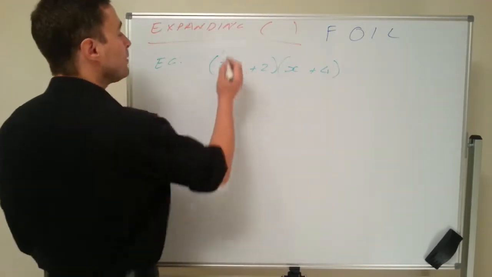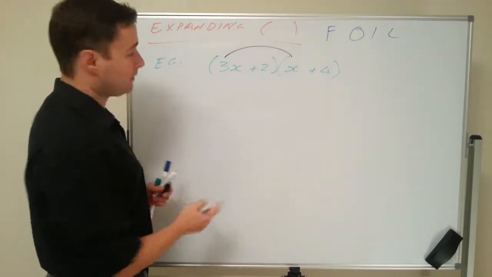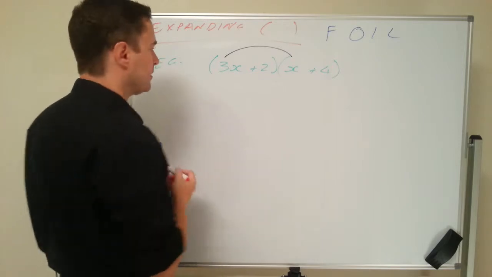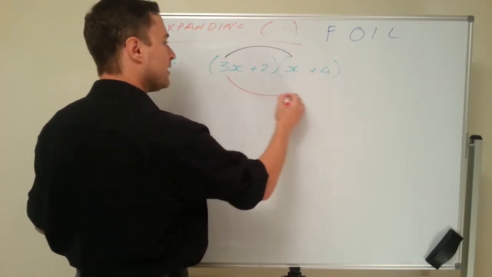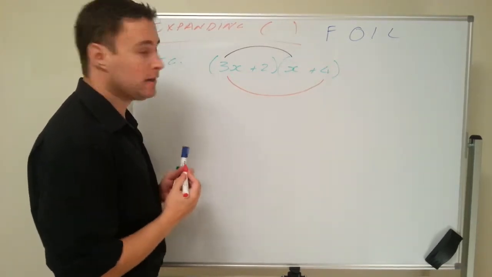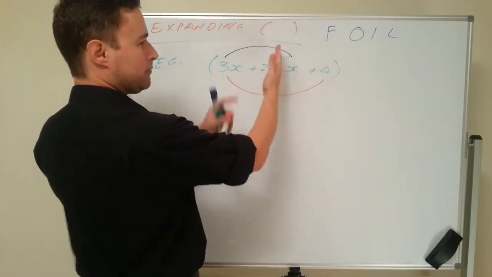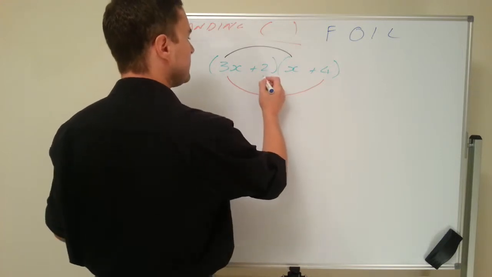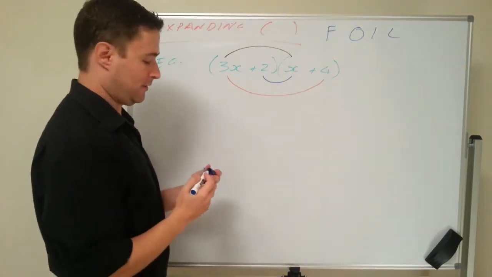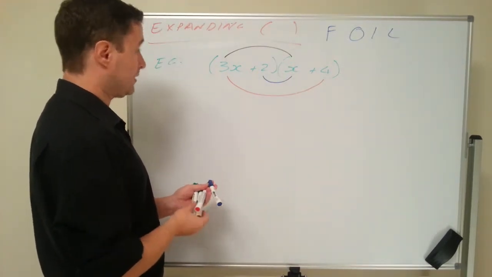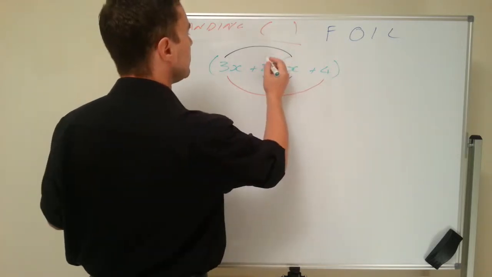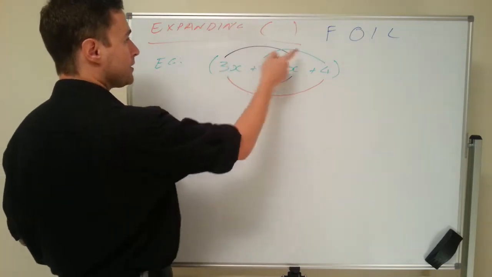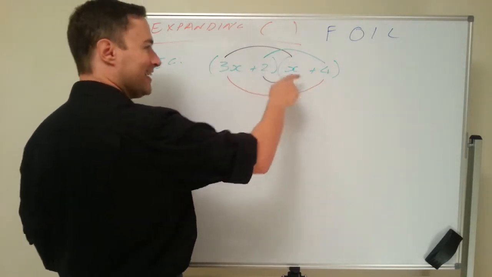So FOIL says, first times first. First in the bracket times first in the bracket. Then it says outer times outer. Outer in the bracket times outer in the bracket. Think of it as a sandwich. Outer, inner, middle. You with me? So that means inner times inner. And then last times last. Which color haven't I used? Green. Last times last. Boom. Like that. Okay. So there's first, outer, inner, last.